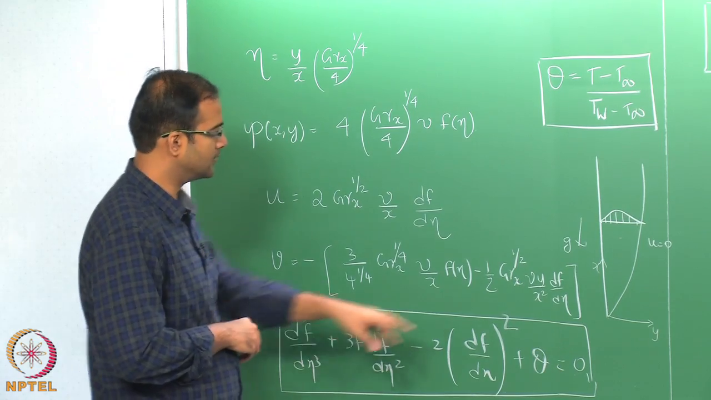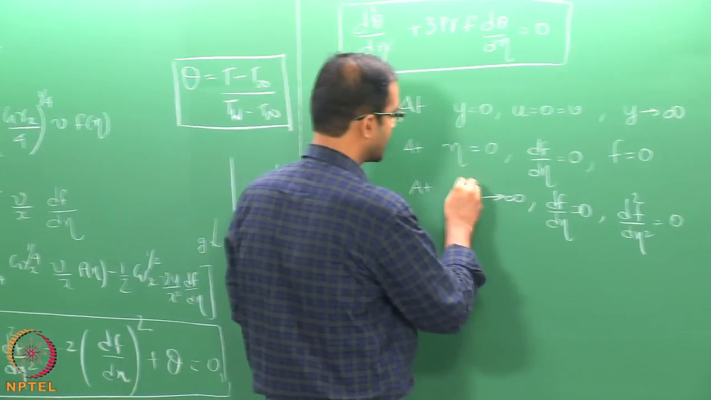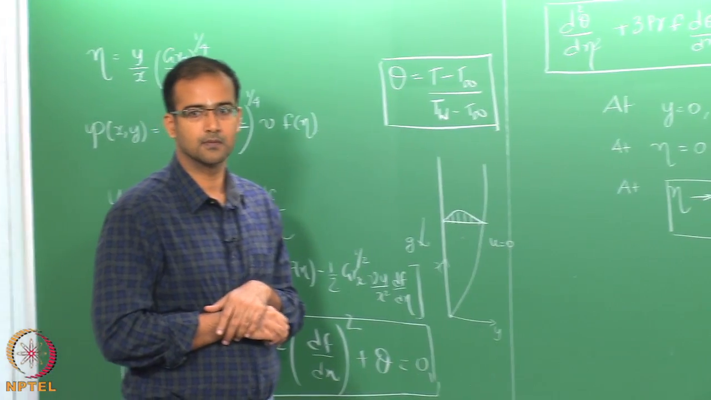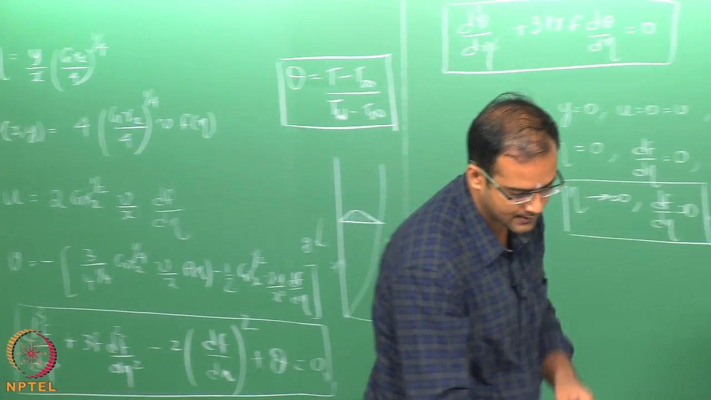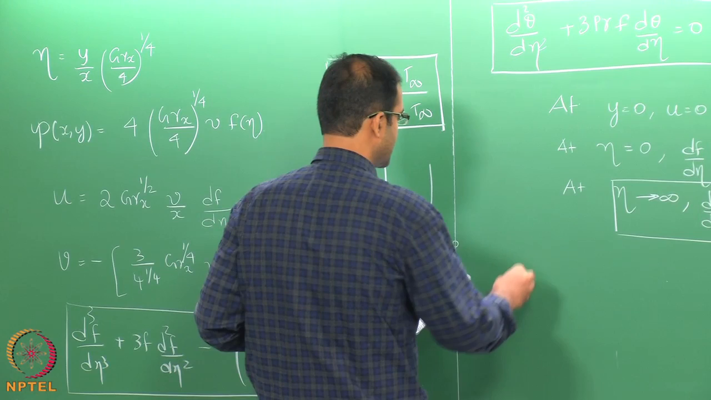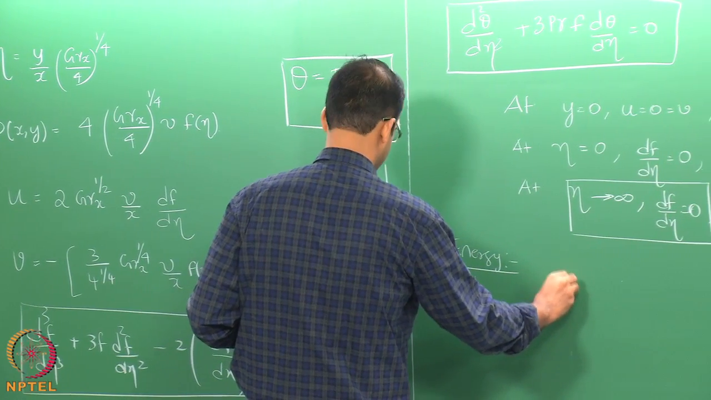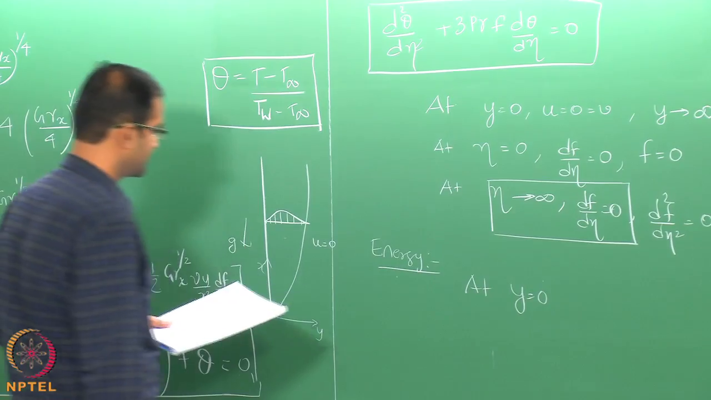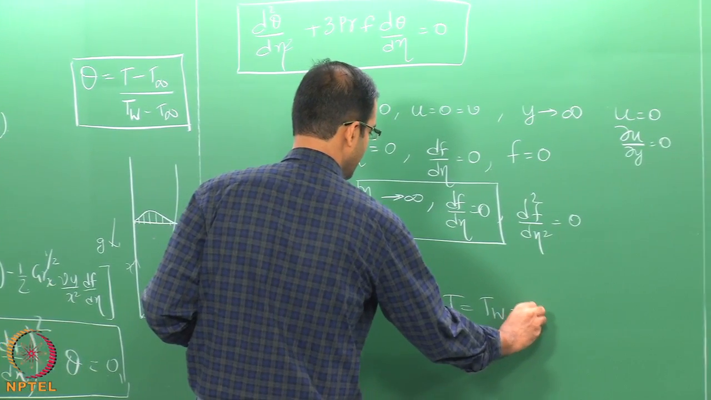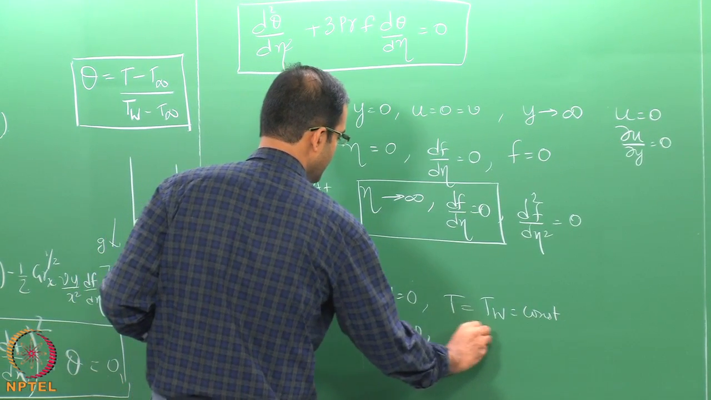U should be equal to 0. Okay. So the x going to 0 condition is satisfied by this condition as well, right. So these are the conditions now. Similarly, let us write it down for the thermal boundary layer. So for the energy equation, at y equal to 0, what is the temperature? This is the wall temperature, which is constant, and therefore correspondingly at eta equal to 0, theta will be 1.